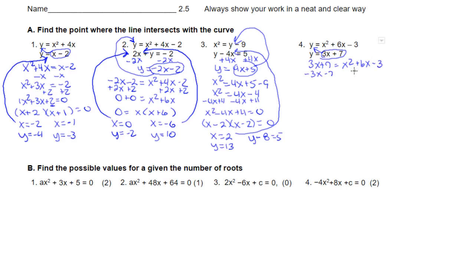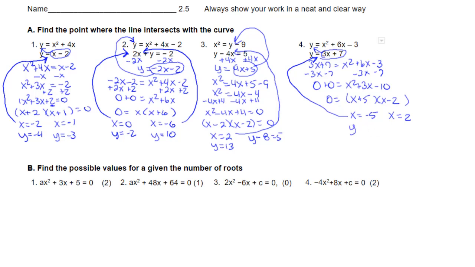And then here, these both equal y. We just make them equal to each other. We've got a resulting quadratic, which we factor, and we're going to find out that we've got two x's. One's -5 and 2. We're going to plug those back in, and we're going to find out that the y's are going to be -8 and 13. Those are the 2 points where these graphs intersect.